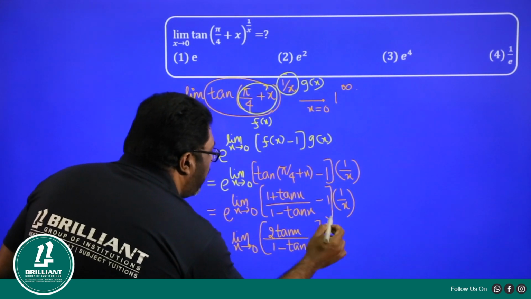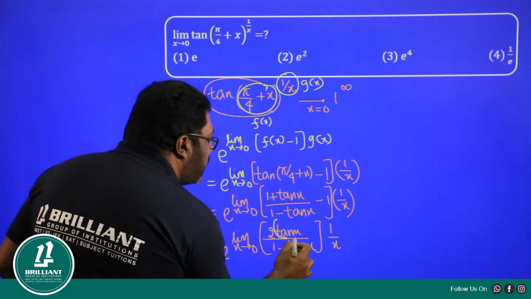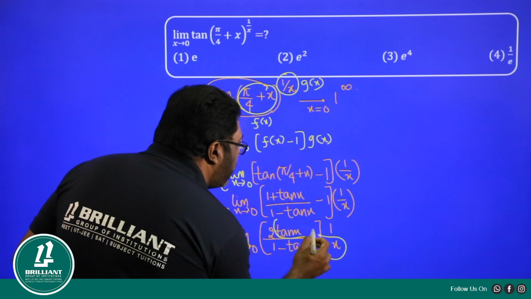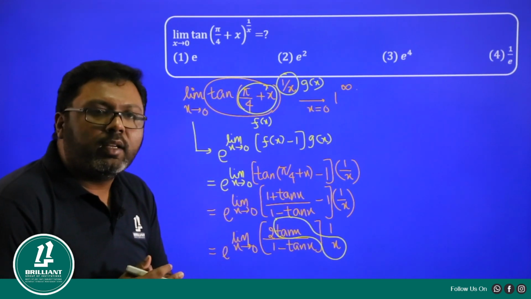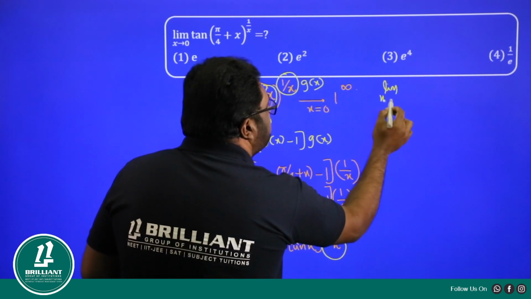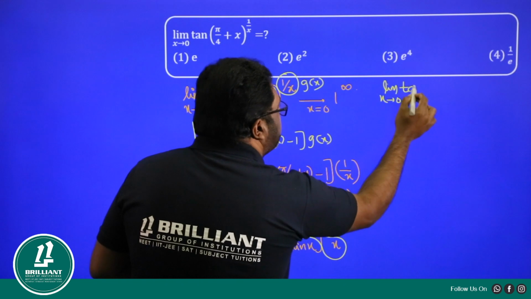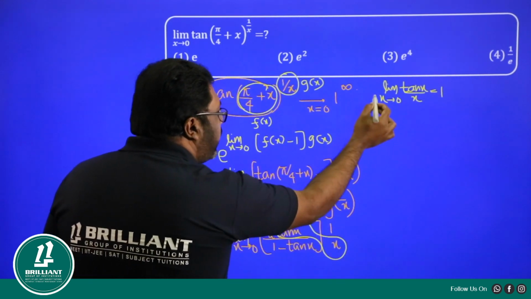Now I want all of you to remember this formula that you would have learned in limits. Limit of x tends to 0 tan x by x. What is limit of x tends to 0 tan x by x? You know it is 1. Yes, apply that over here.